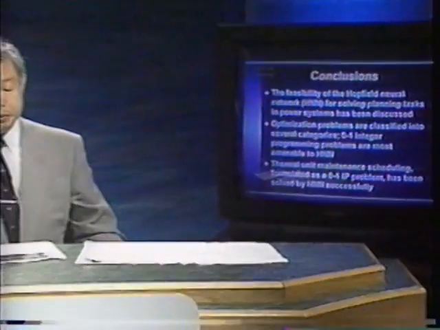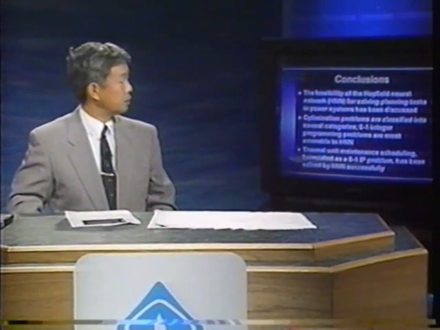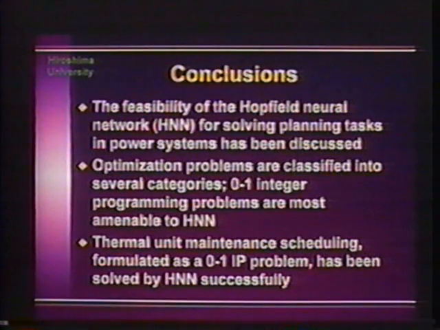So we have to conclude our presentation. First, the feasibility of the Hopfield neural network for solving planning tasks in power systems has been discussed. The second is that optimization problems are classified into several categories, and we show that 0-1 integer programming problems are most amenable to Hopfield neural nets. The third is that thermal unit maintenance scheduling, formulated as a 0-1 IP problem, has been solved by Hopfield neural nets successfully.